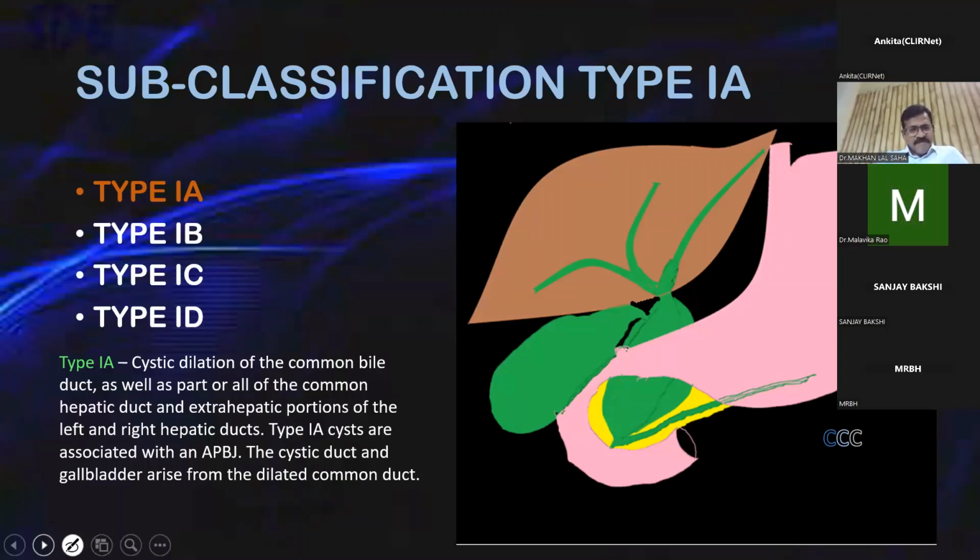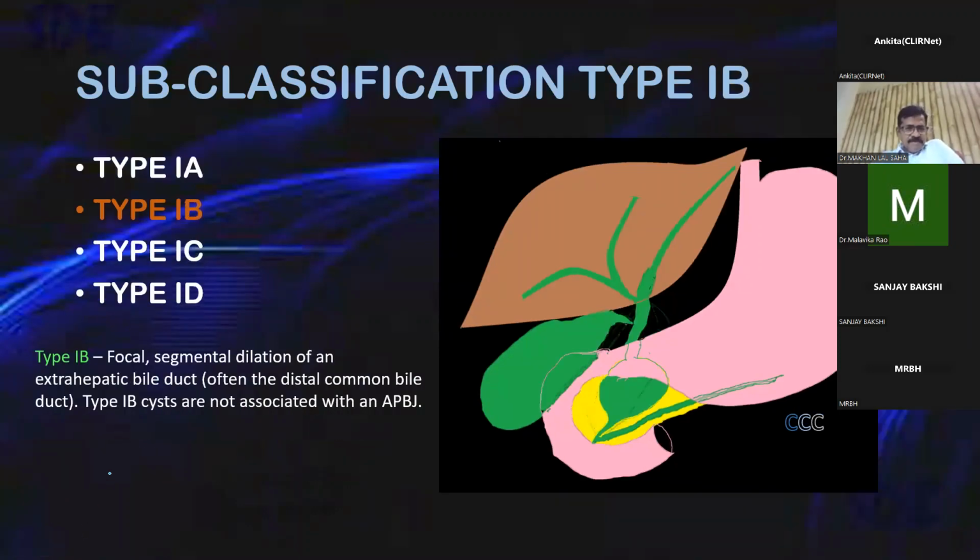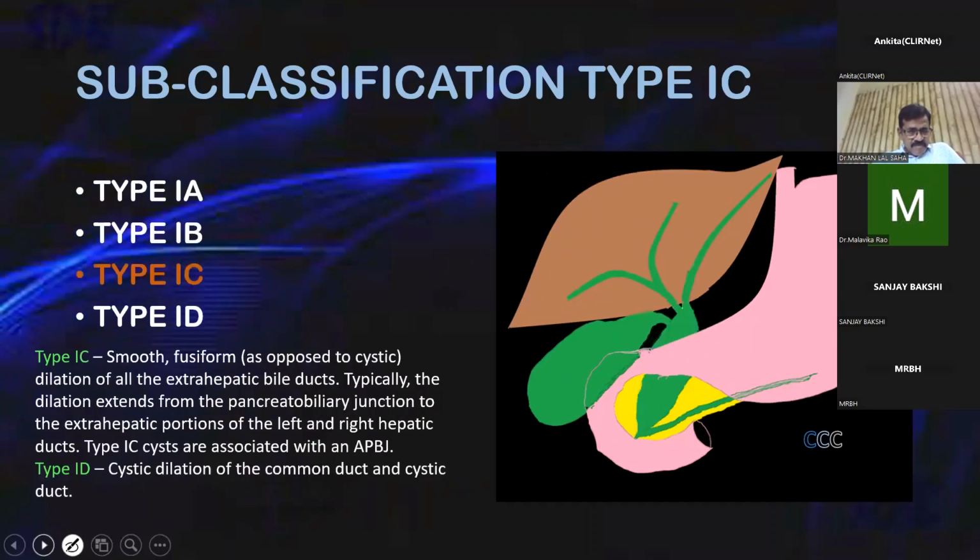Yes, absolutely. 1B is what you were trying to describe, absolutely right. This is focal segmental dilatation, often of the distal common bile duct. They are not associated with abnormal pancreatobiliary junction, which is what I presented. So you are relatively safer taking out the entire choledochal cyst without damage to the pancreatic duct. 1C, smooth fusiform dilatation.